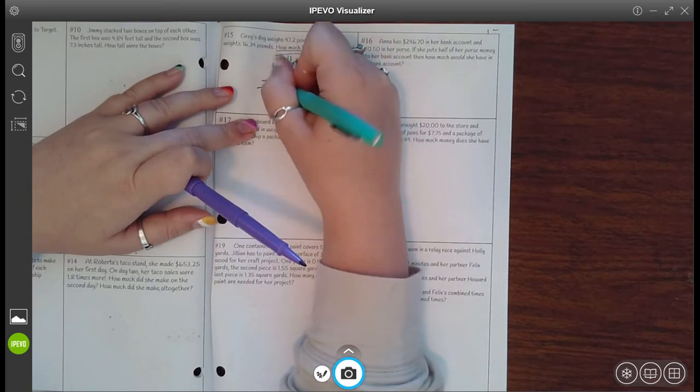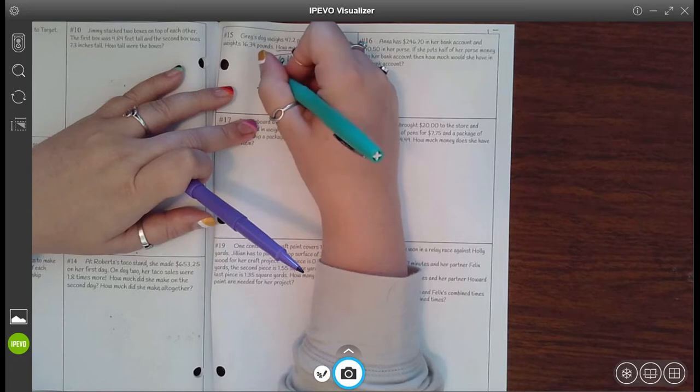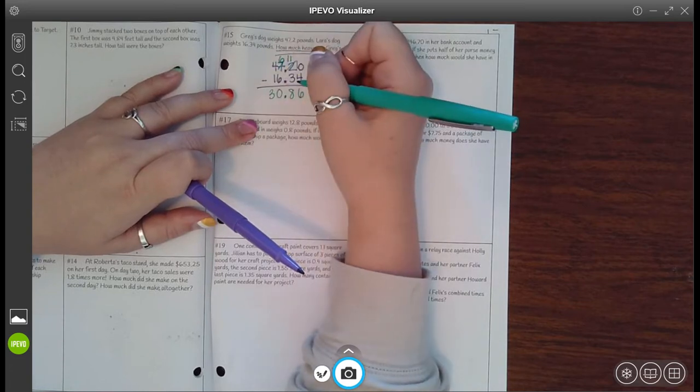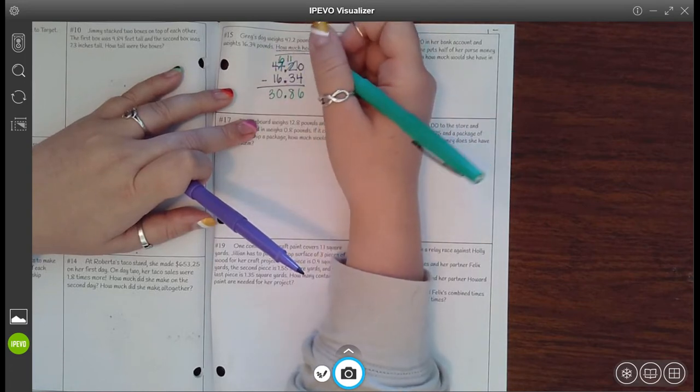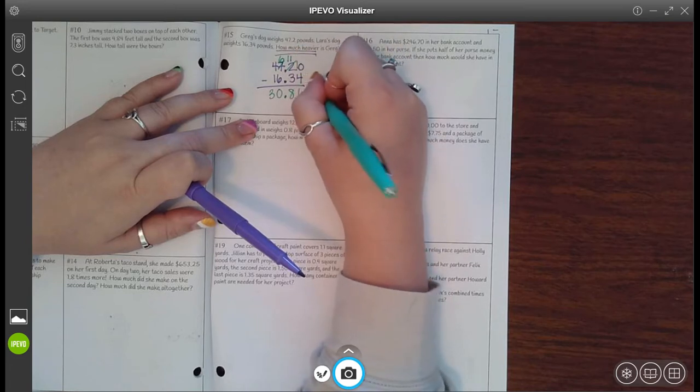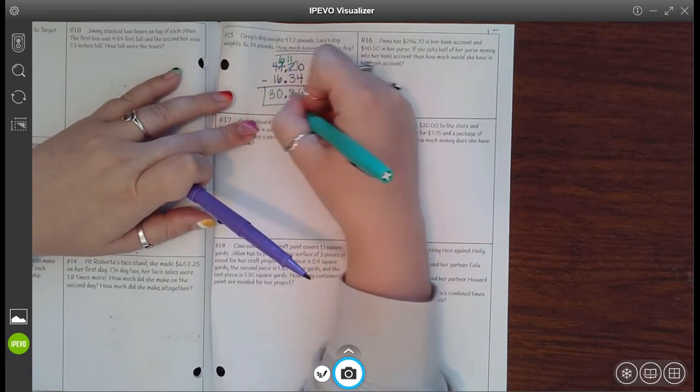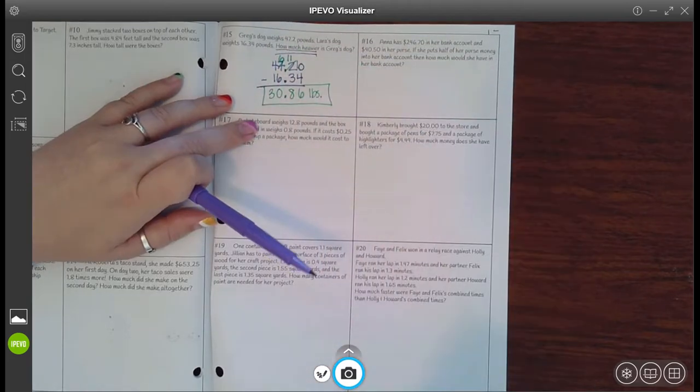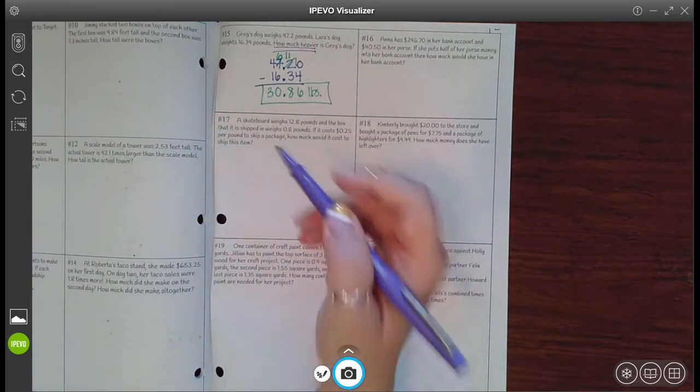Bring down that decimal. 6 minus 6 is 0. 4 minus 1 is 3. So the difference in the two weights is 30.86 pounds. And yes, the abbreviation for pounds is LBS. Makes no sense, but hey, I didn't make it up.